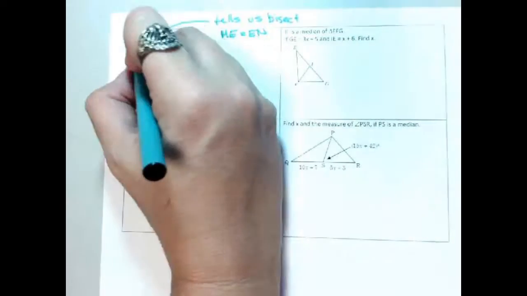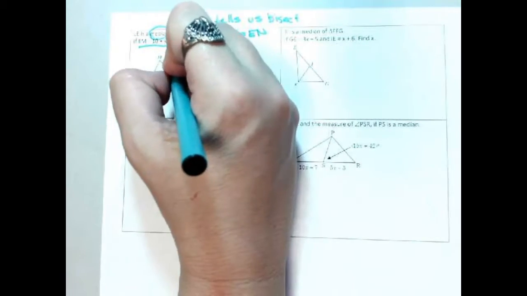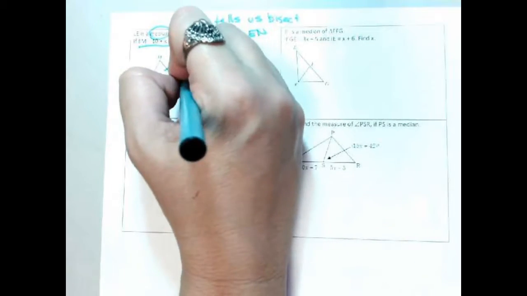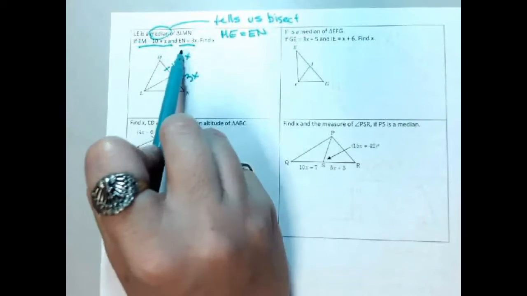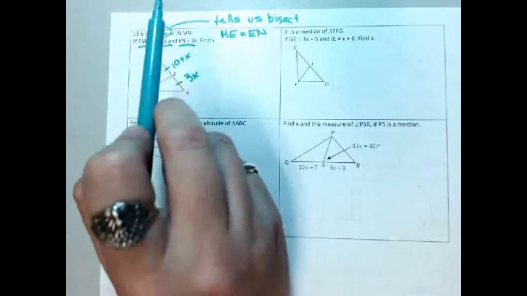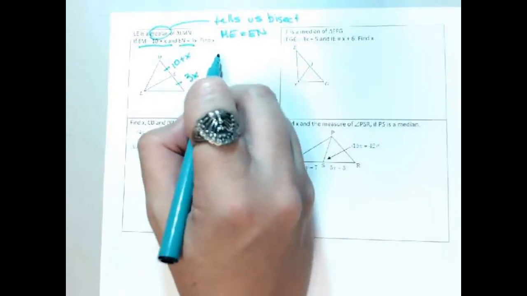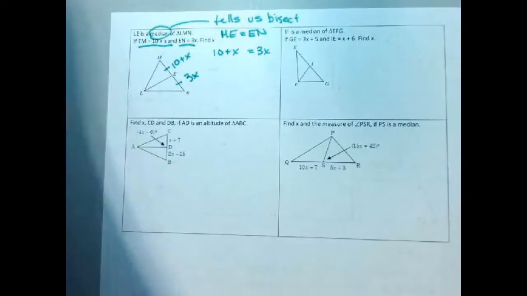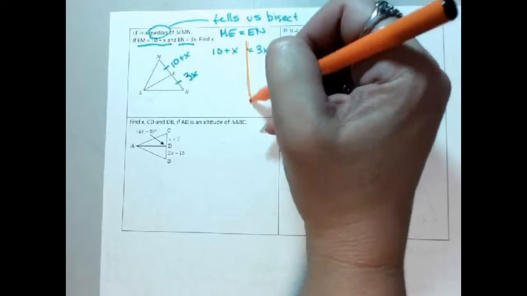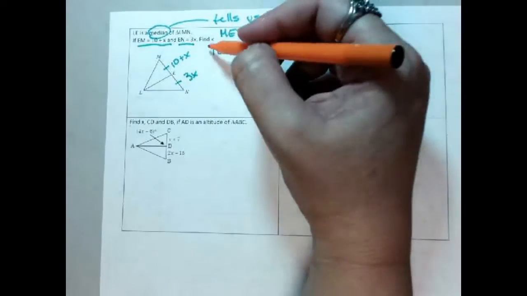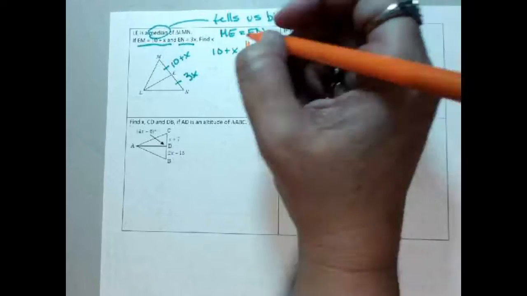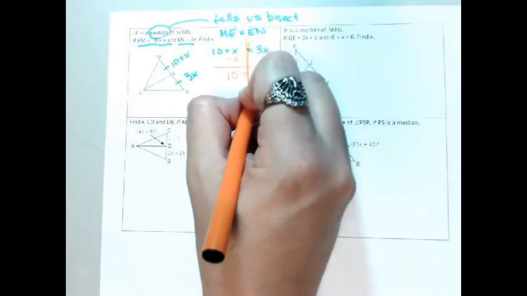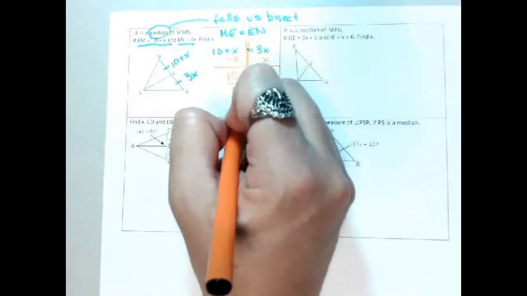So then it tells me here, EM, this side is 10 plus X, and it tells me EN, this part is 3X. But I know that this part has to equal this part because it's a median. So that's how I write my equation. 10 plus X equals 3X. Now I solve it. Remember that when I'm solving these, put a line here. There's nothing to combine on either side, so I'm going to minus the X to move the X's together. And I've got 10 equals 2X, divide by 2, and I get X is 5.